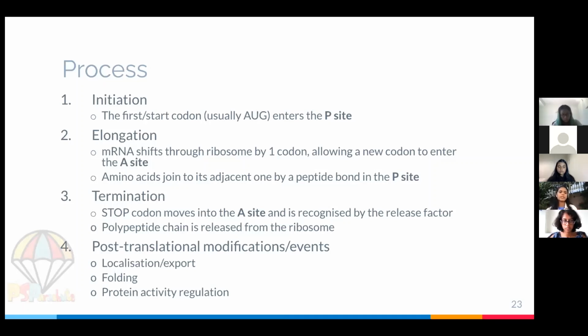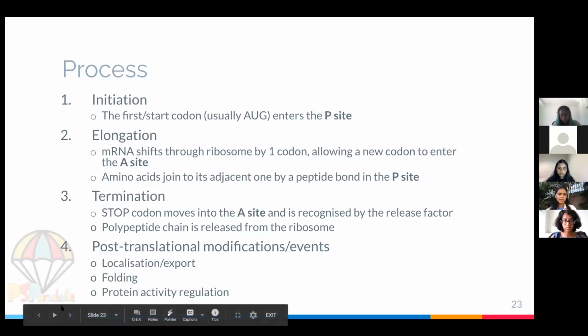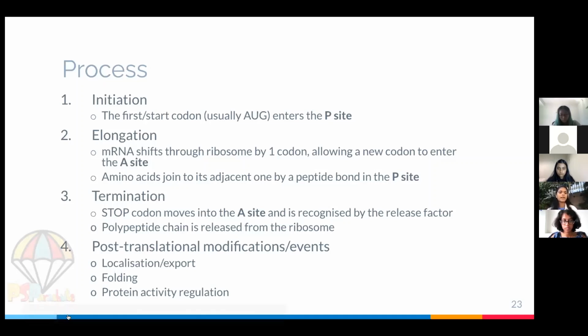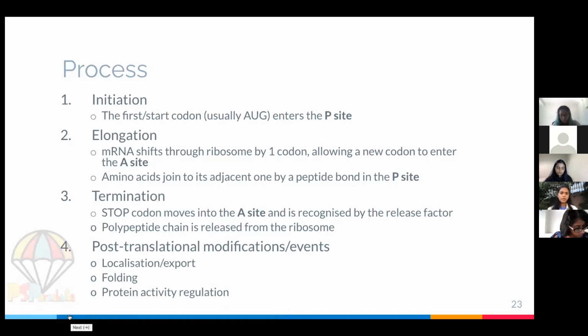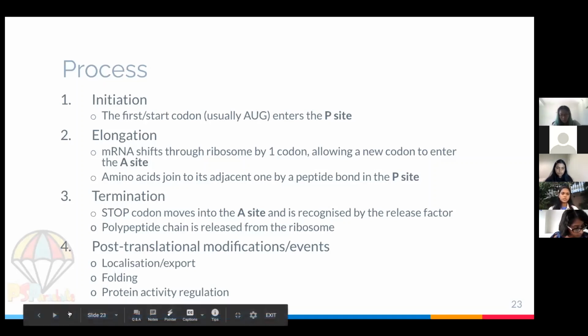And then termination is when the stop codon enters the A site and is recognized by a release factor, and the polypeptide chain is released. And then after the polypeptide chain has been created and released, it can undergo a few changes and modifications, which can include localization and export. It can undergo more folding, and it can also undergo some regulation and stuff along those lines.